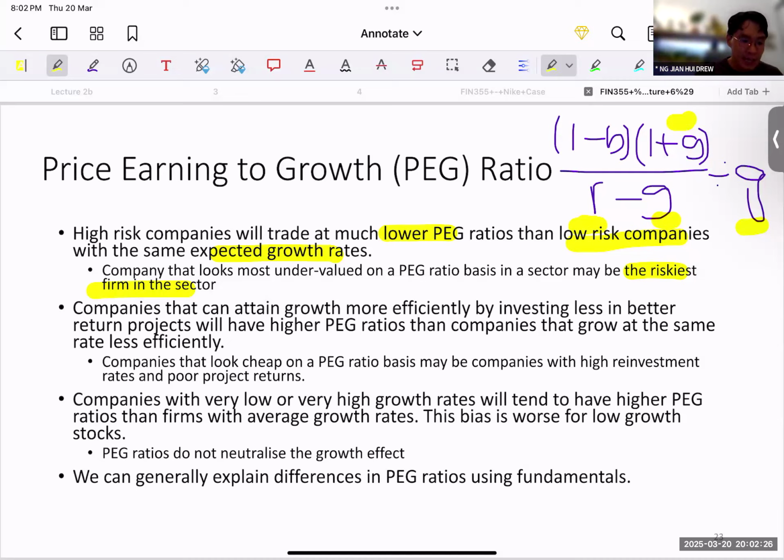Okay, the last point is companies with very low or very high growth tend to have a very high PEG ratio. So this is very similar to this part here, right? If your company's growth is very high, then your PEG will be very high. So PEG does not neutralize the effect of growth, because your PEG has, let me just use a different color, G here, and G here. So the G doesn't cancel out, even though at the end you try to divide by G. So this gives a lot of issues with the PEG ratio.